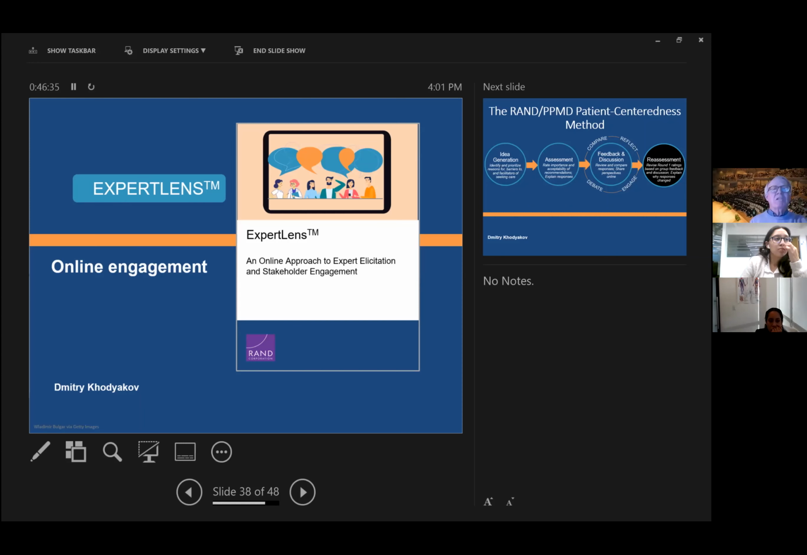I won't go into the actual methodology of that. You can look it up, but it's a process of online engagement. The advantage of it is you can enroll a lot more people than 9, so you can have a much bigger stakeholder group. This is what they were trying to do.